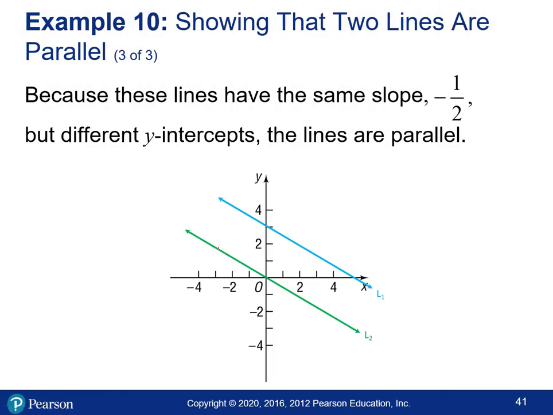And here's what they look like. So one line had a y-intercept of 3, 0, 3. The slope was negative 1/2, so we go down 1 and run 2 to the right. The other line had a y-intercept of 0, 0, so we go down 1 and run 2 to the right. And so every time we drop 1 and run 2 to the right, we have these parallel lines that we create.